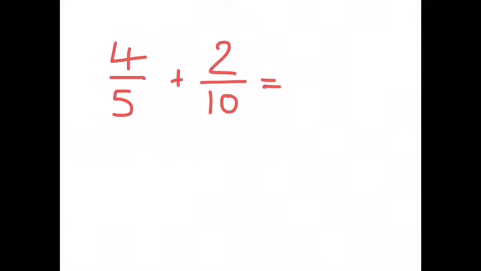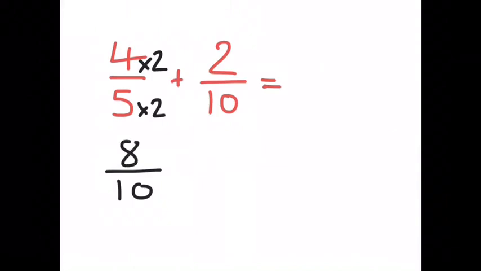Now, we could do that by multiplying, or we could do that by dividing. I'm going to do that by multiplying. Here I know that 5 can be multiplied by 2 to give us 10, which will give us the same denominator as the other fraction. If you remember back to finding equivalent fractions, whatever I multiply the denominator by, I must also multiply the numerator by. So now we've got 8/10, and now we can add on 2/10.